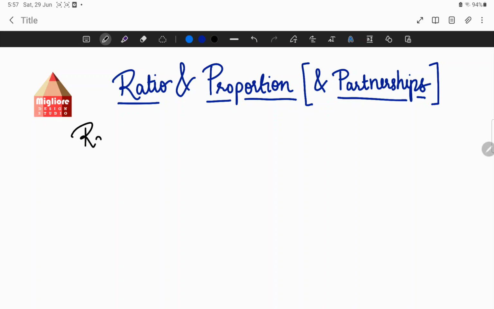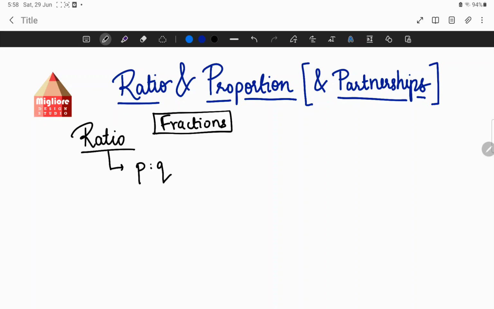First we'll be covering ratio. Both of these concepts are based on fractions, and this needs to be extremely clear if you want to move on to ratio and proportion. A ratio is essentially depicted as P is to Q. What P is to Q means is that it's P upon Q, where this is a fraction.